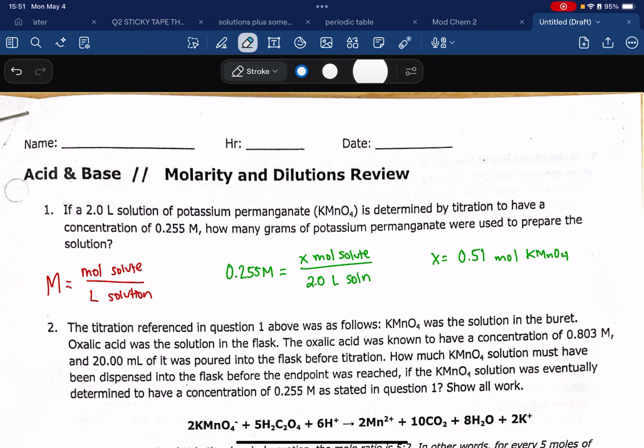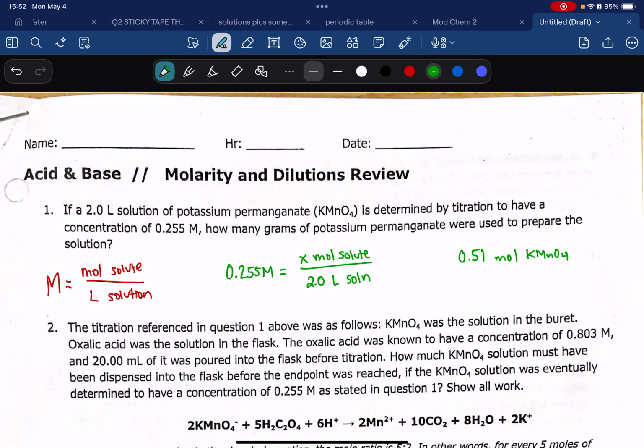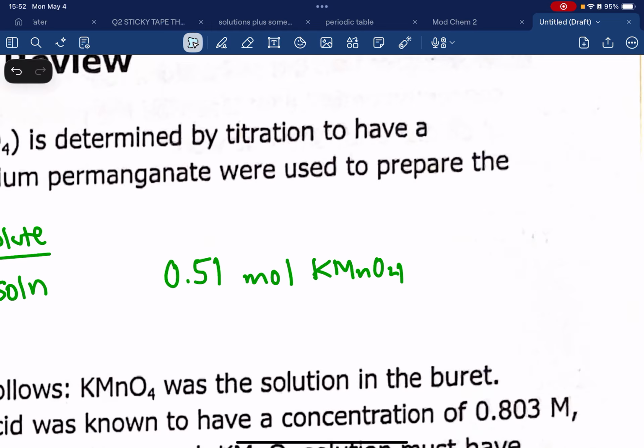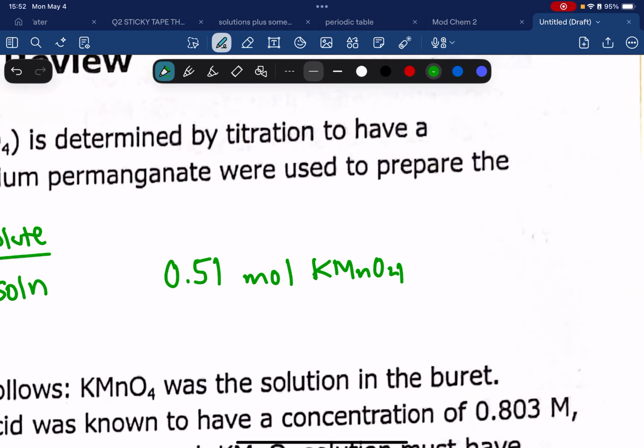Question asks for grams though, so of course we're going to have to convert that quantity of moles to grams. For that I need the molar mass. So I find the mass of 1 mole of KMnO4 using my periodic table.